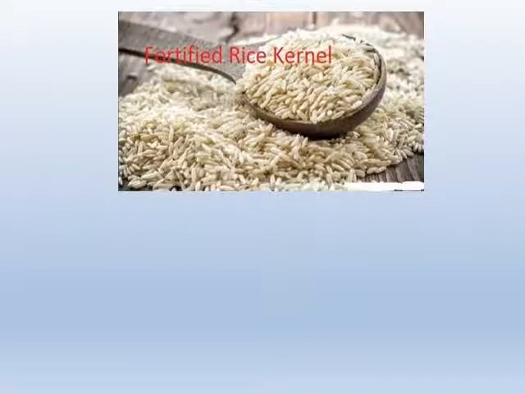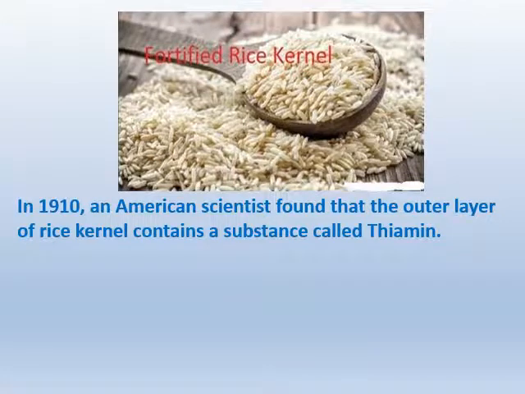Now here you have a rice kernel. In the year 1910, an American scientist found that the outer layer of the rice kernel contains a substance called thiamine. So the outer layer of the rice has some substance called thiamine.